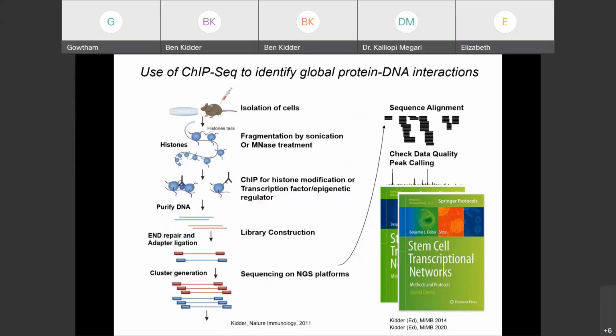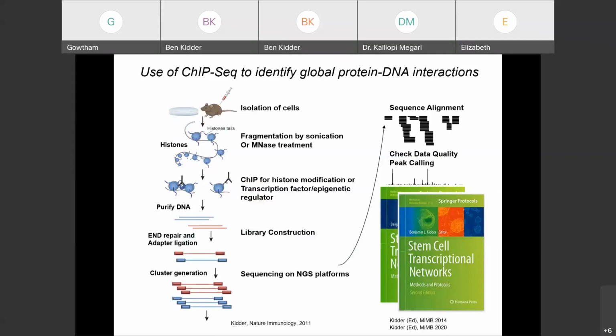So a lot of this information related to histone modification profiling and transcription factor binding was identified through the use of ChIP-seq, which allows us to identify protein-DNA interactions. I'm sure most of you are aware of this technology. Essentially, cells are isolated, the chromatin is typically cross-linked, and it's fragmented to a mono- or dinucleosome level.